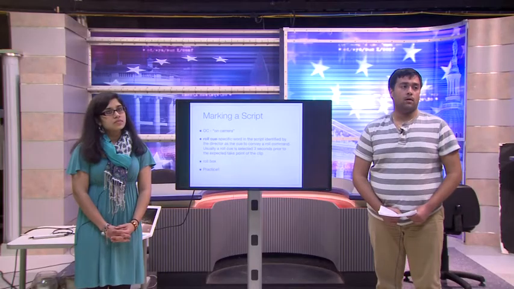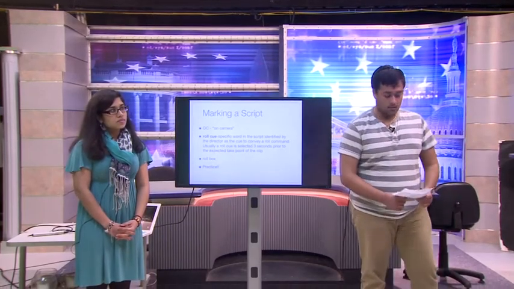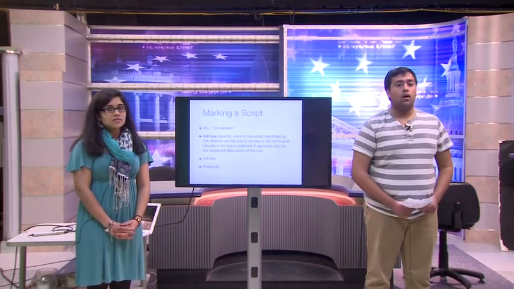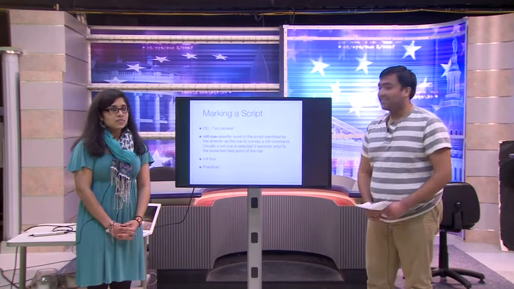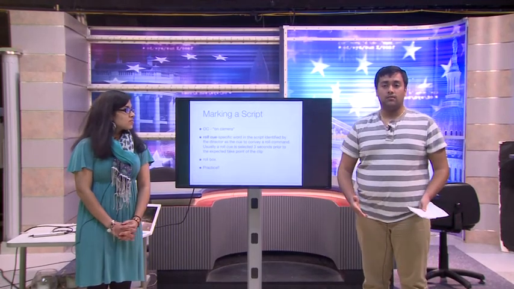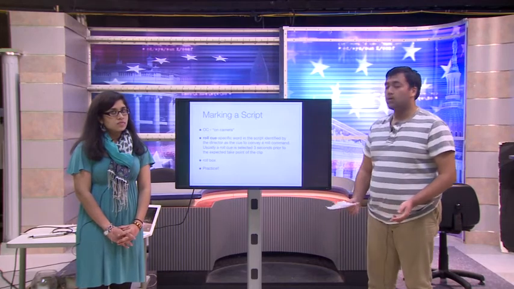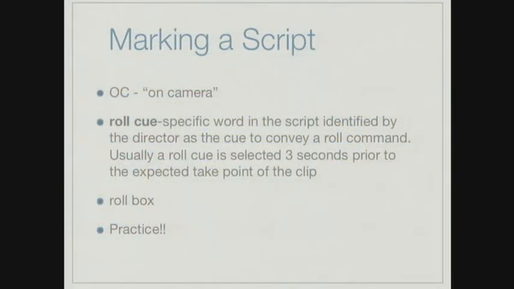Finally, a big important part for the director is to make a script. For this reason, they have to use a lot of terms written on the script. One is OC, which means on camera. Another one is roll cue. A roll cue is a specific word in the script identified by the director as a cue to convey a roll command. Usually, a roll cue is selected 3 seconds prior to the expected take point of the clip.